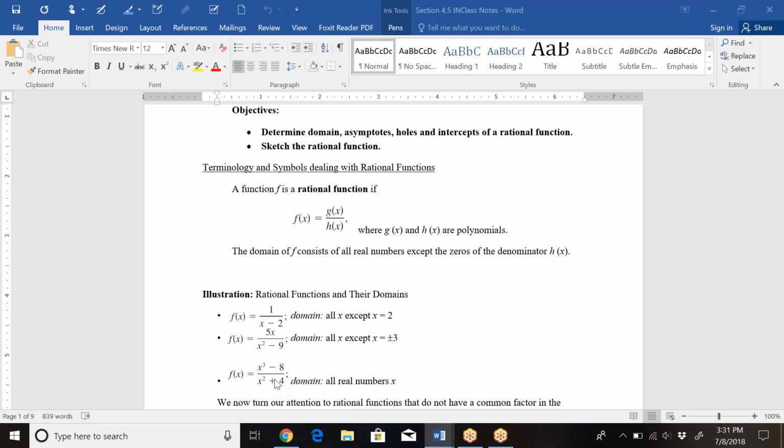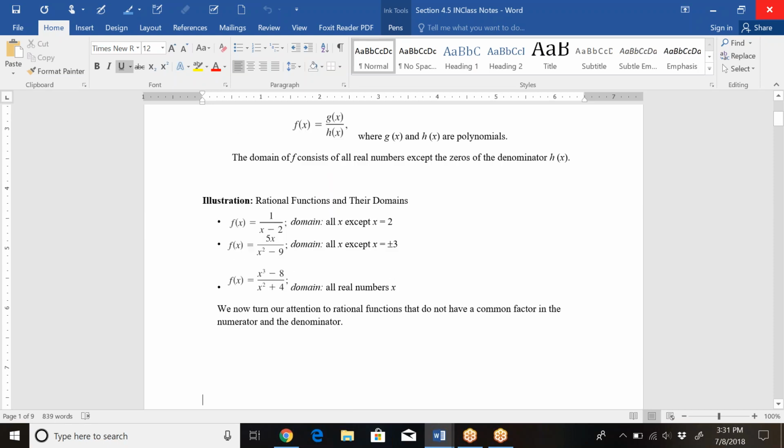This one, though, the third one, is x squared plus 4. And that means that you can never factor that. That's imaginary solutions if you tried to solve it. If you square something and add 4, it's never going to go to 0. So there's no domain restrictions there.